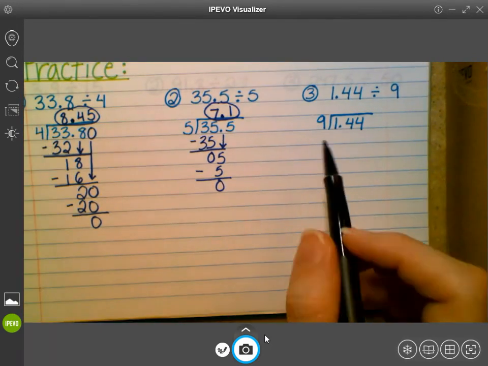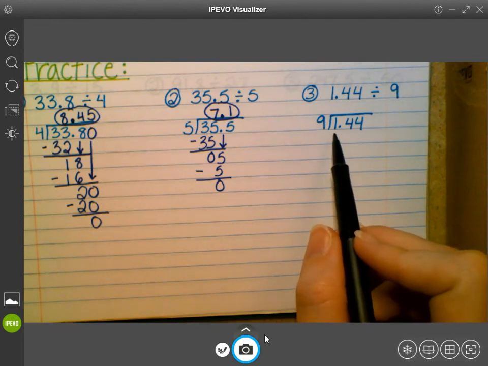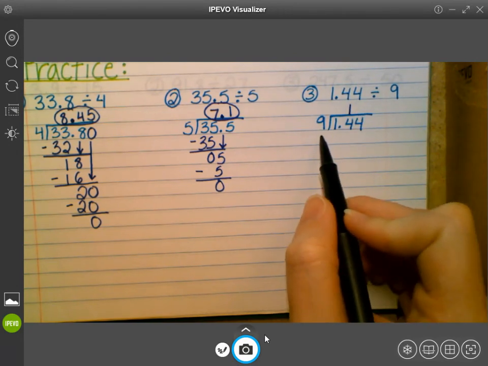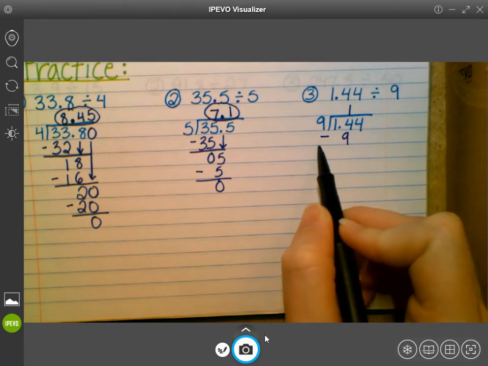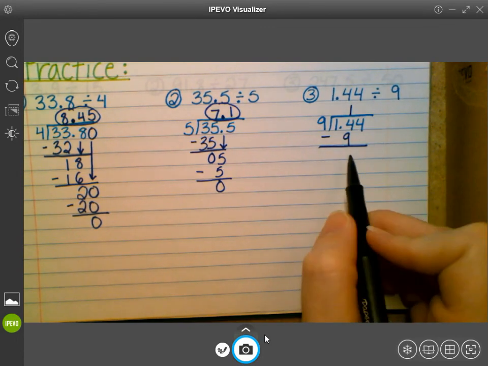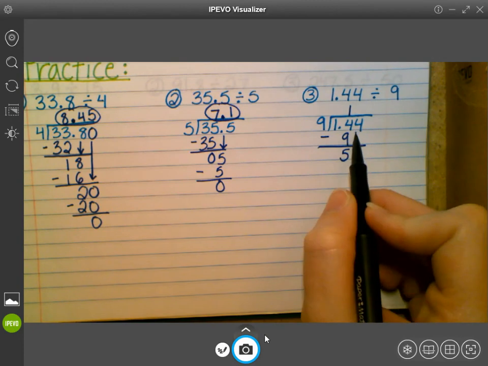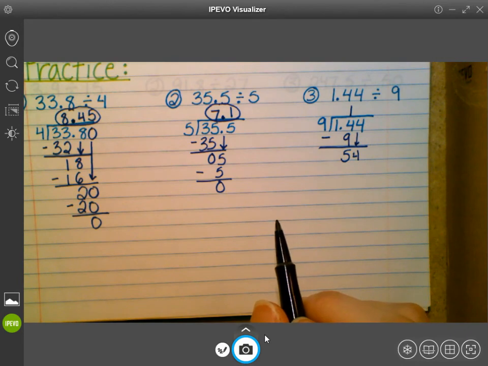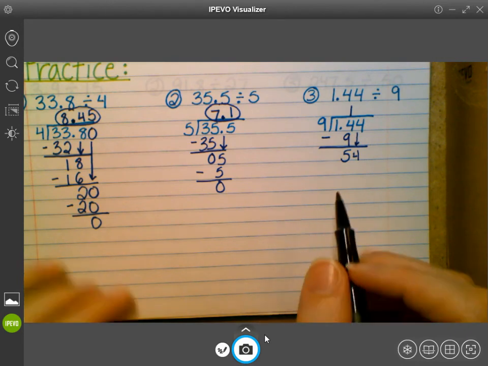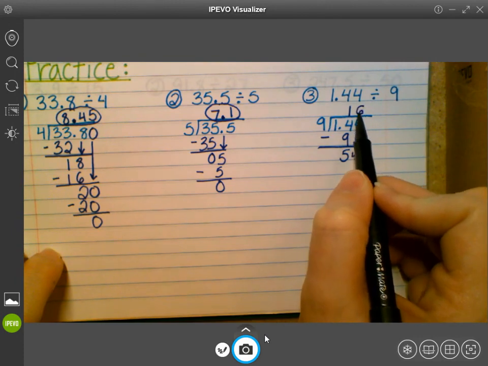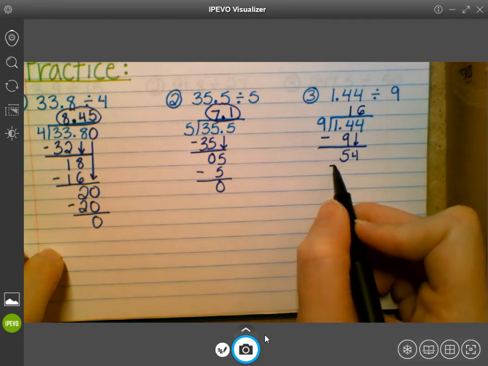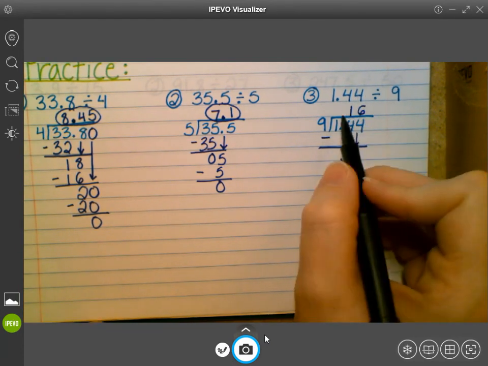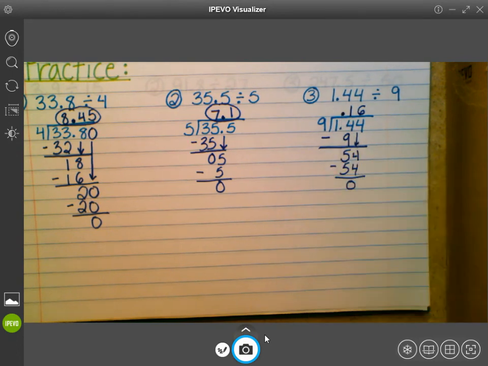So, number 3, can 9 go into 1? No. Can 9 go into 14? It can go in one time. So then we subtract 9. 14 minus 9 is 5. Bring down our 4. How many times does 9 go into 54? 6 times. 9 times 6 is 54. So I'm going to subtract 54. My decimal goes up top. Is this my answer?